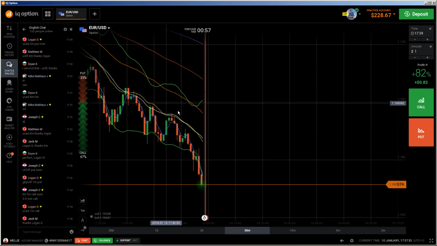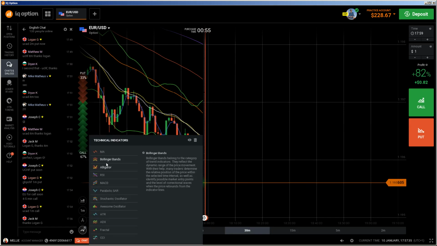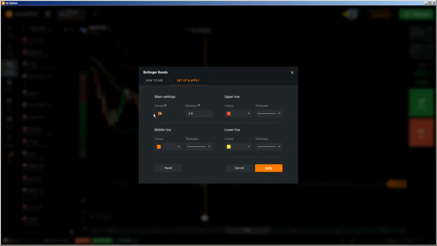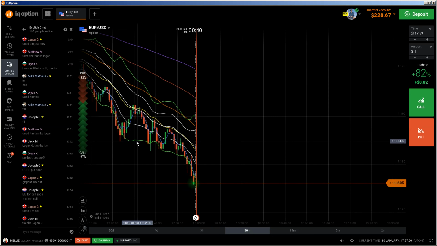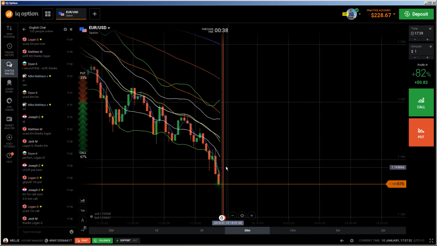Okay, so this is the first. And the second Bollinger Band, you choose twice the Bollinger Band, period 20, deviation 1, this is important, and then white, white, and white. So at the end you have my Bollinger Bands, these are the Bollinger Bands here, and that's how you set them up.